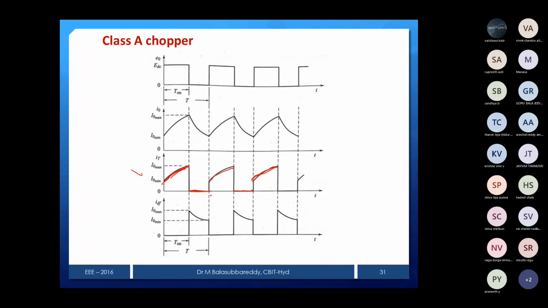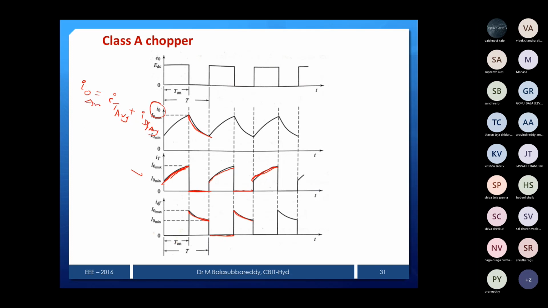Similarly, when the chopper is off, what will happen? Then this current will gradually decrease, from maximum to minimum. This current is carried by the diode, and again during chopper on, diode current will be 0. During chopper off, diode will be on. This is the current. Now I want to find the average output current, I naught. How will you get I naught? This is nothing but IT average plus ID average.